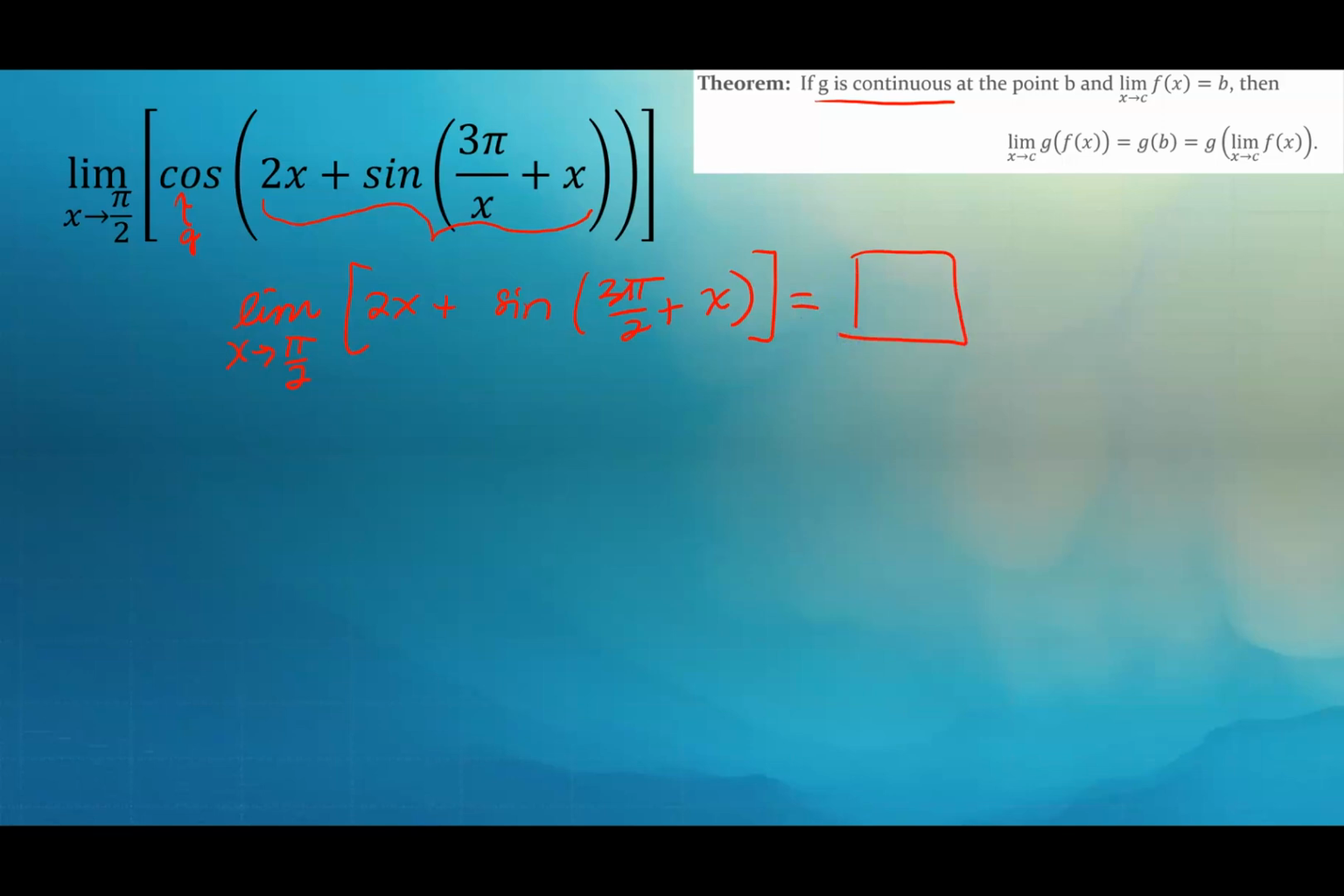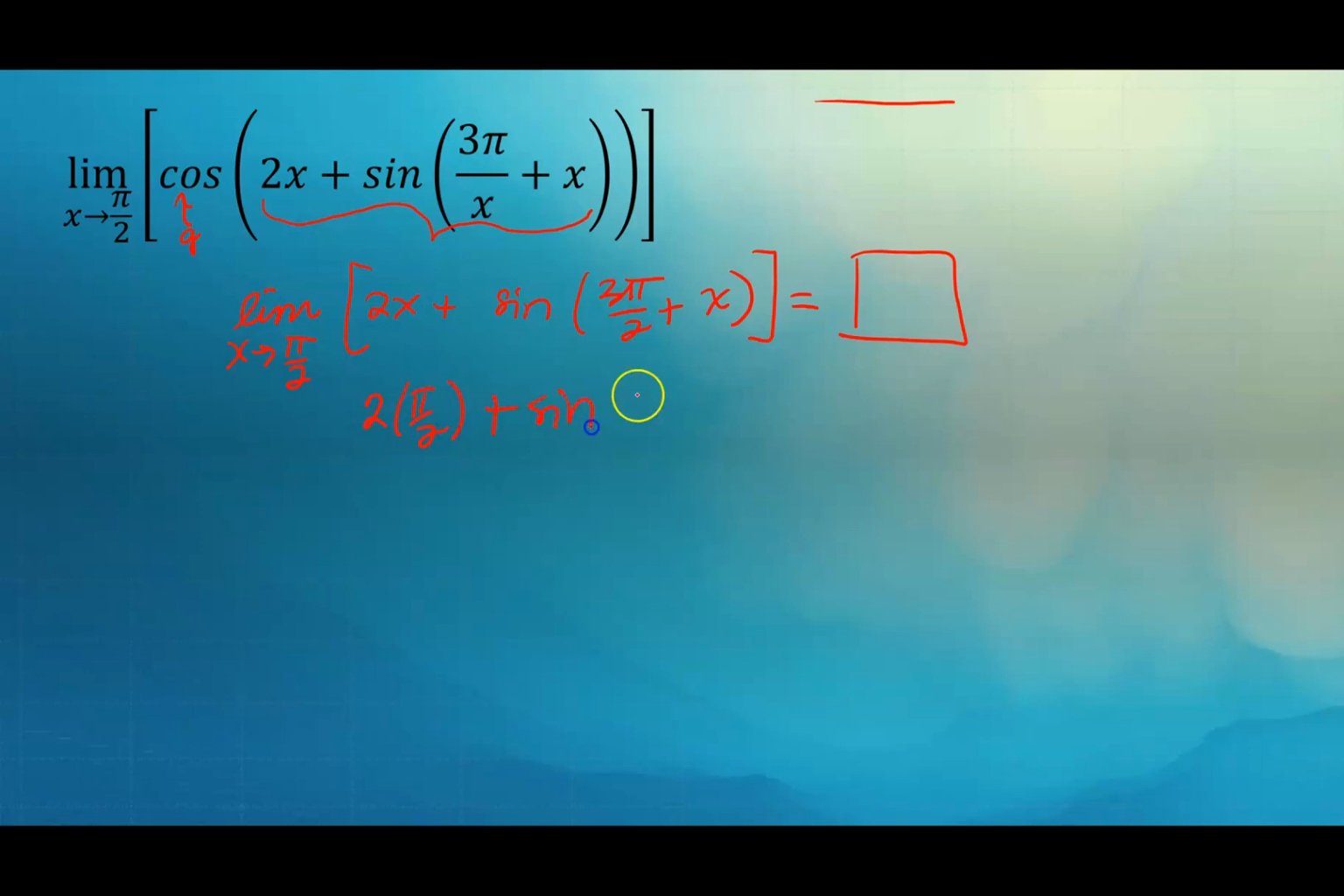So let's go ahead and take the limit. When taking the limit we can just do a direct substitution here, because this is 2 times pi over 2 plus sine of 3 pi over 2 plus pi over 2. The sine part is 0 because that would be sine of 4 pi over 2, which is 2 pi, and sine of 2 pi is 0. Plus this right here is going to be pi, so this value is pi, right?